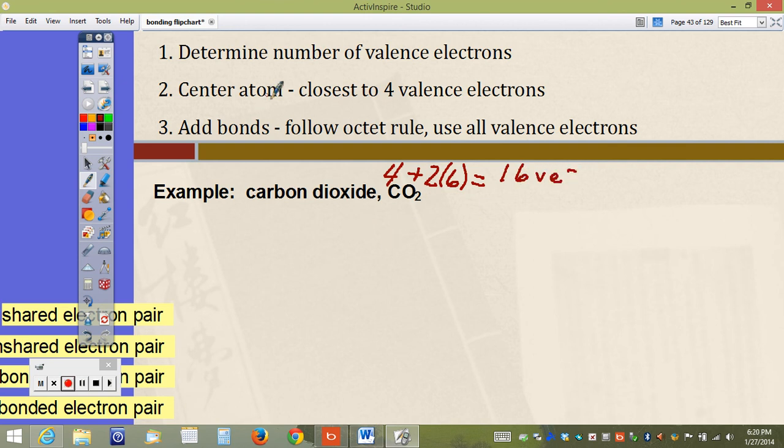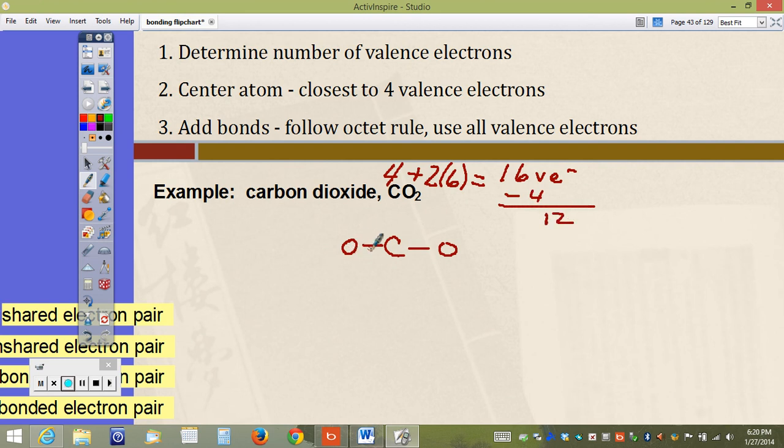Now we want to find out who the center atom is. Carbon has 4 valence electrons, which is perfect. Oxygen has 6. So we're going to put carbon in the middle. We're going to put the oxygens on the 2 sides. At this point we have 2 bonds. So we've used up 4 of our electrons. We have 12 more to go.